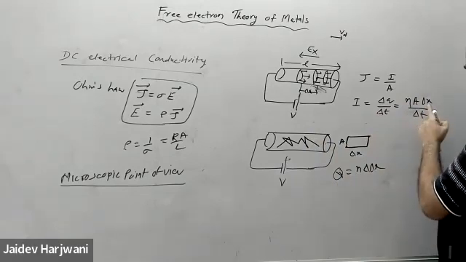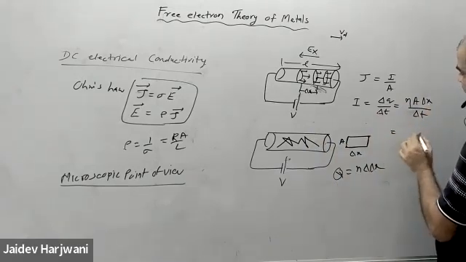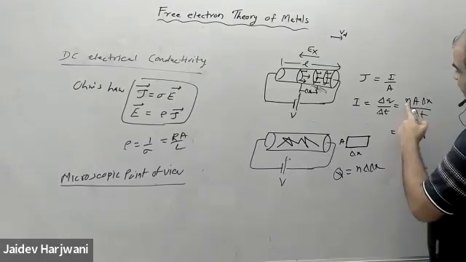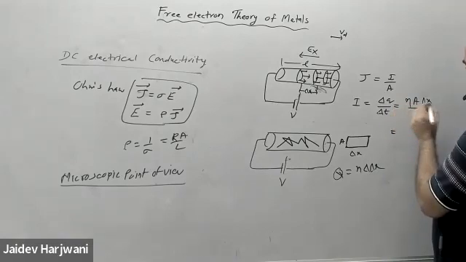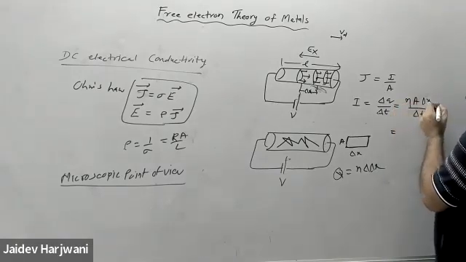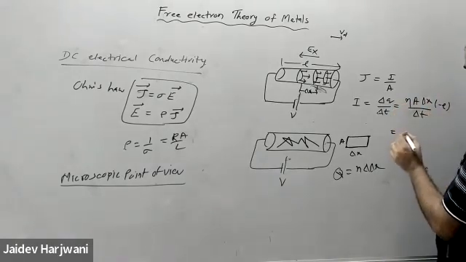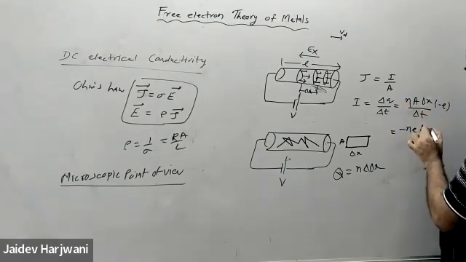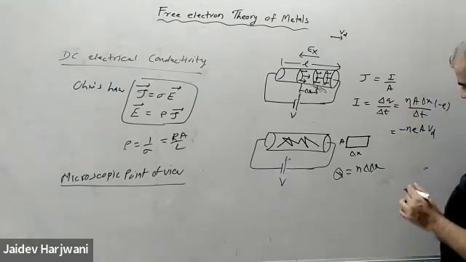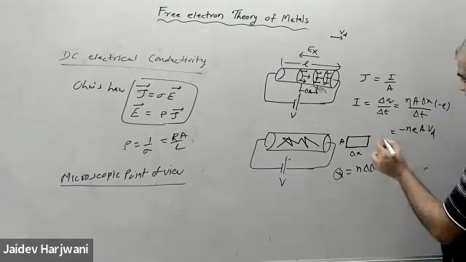Now delta x upon delta t is what? Your velocity, and this is the number density, and the charge is e. The electron charge is minus e, so I have to multiply this by minus e. So this becomes minus n e A, and delta x upon delta t becomes your velocity Vd. So this is the expression for current.